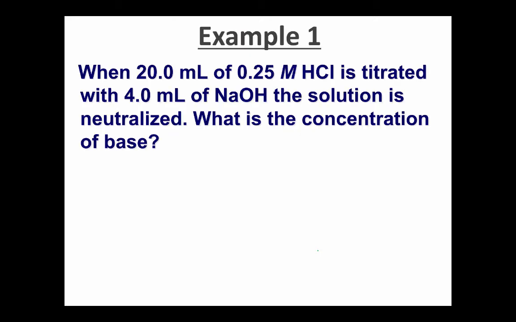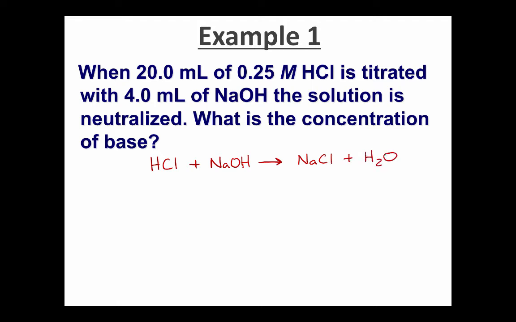This problem says, when 20.0 milliliters of 0.25 molar HCl is titrated with 4.0 milliliters of NaOH, the solution is neutralized. What is the concentration of the base? Well, the first step to solving a stoichiometry problem is to write a balanced equation. Notice that we're reacting hydrochloric acid with sodium hydroxide, and an acid plus a base yields a salt plus water.